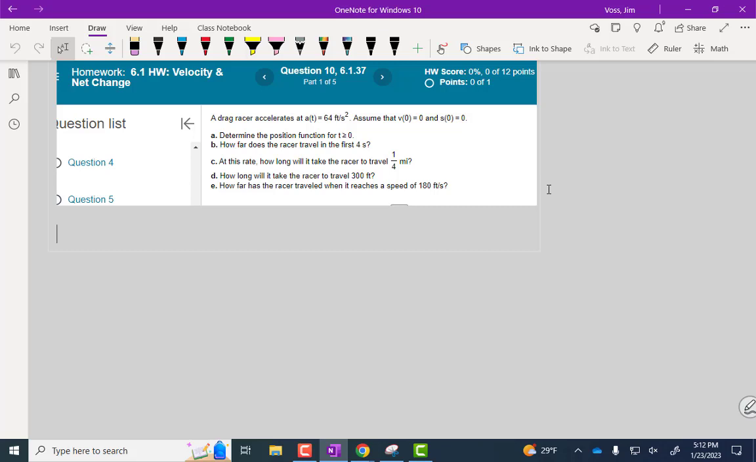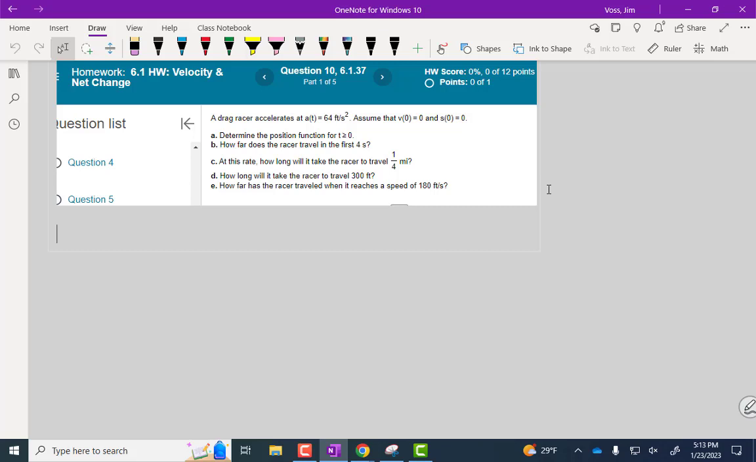And then if we want to get to position, what are we going to do? Antiderivative. Antiderivative again. 32t squared plus c. But that's going to also be 0 because the initial position is 0. All right. And so that'll get us through these first two parts. And then this one says, at this rate, how long will it take to travel a quarter of a mile?